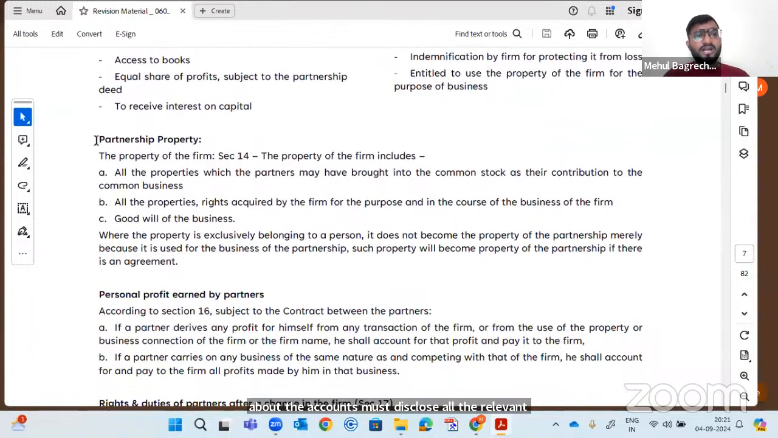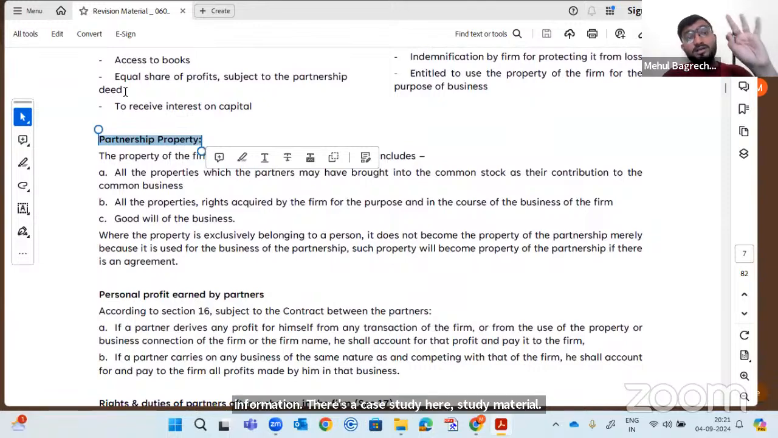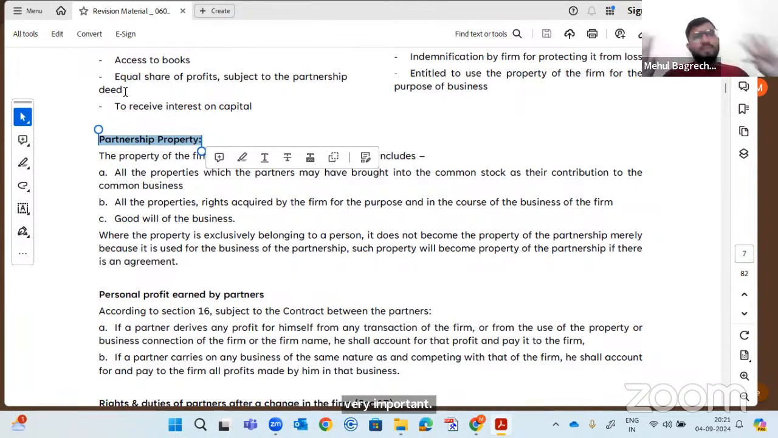Very, very important: partnership property, Section 14. What all are the partnership property? 3 things. What we contribute as capital is the partnership property. Second, what the partnership acquires during its business existence is the partnership property. Third point, very important: goodwill of the firm is also partnership property. These are the 3 properties of the partnership firm. This is under Section 14.